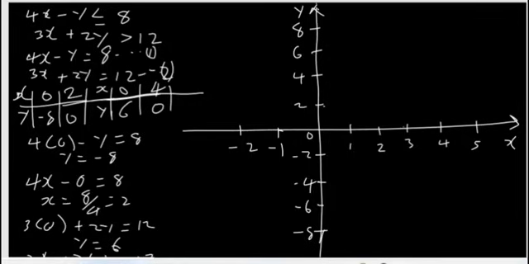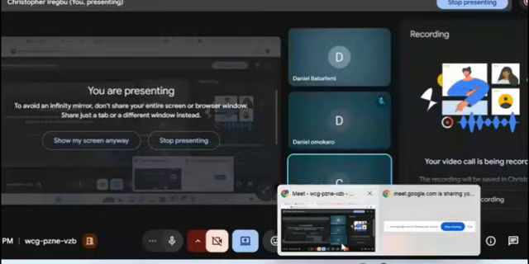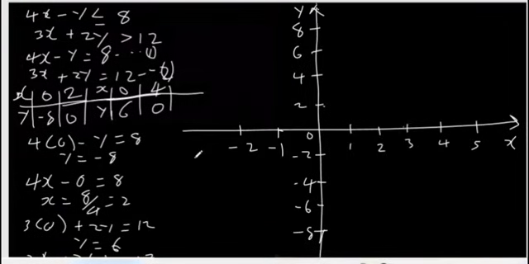I will now plot the two graphs. When I plot the two graphs, when x is 0, y is -8. 0 and -8 is here. Then the other one is when x is 2, y is 0, so this one is here, 2 and 0. So now, immediately I locate the 2 points, I go back to the inequality of the first.